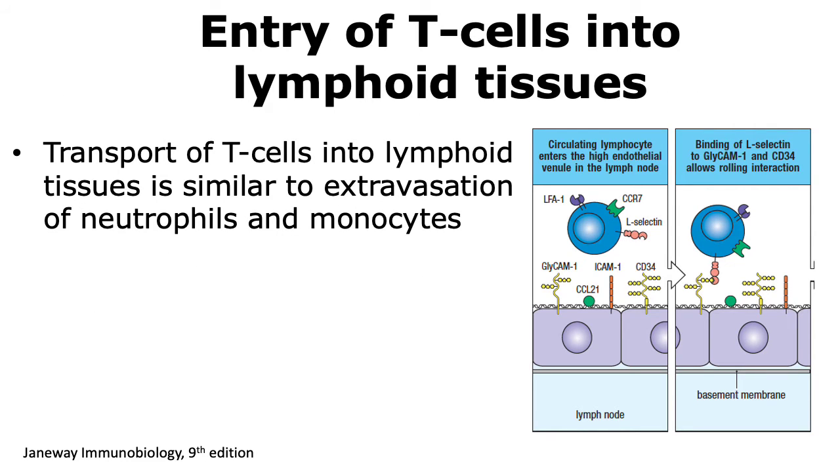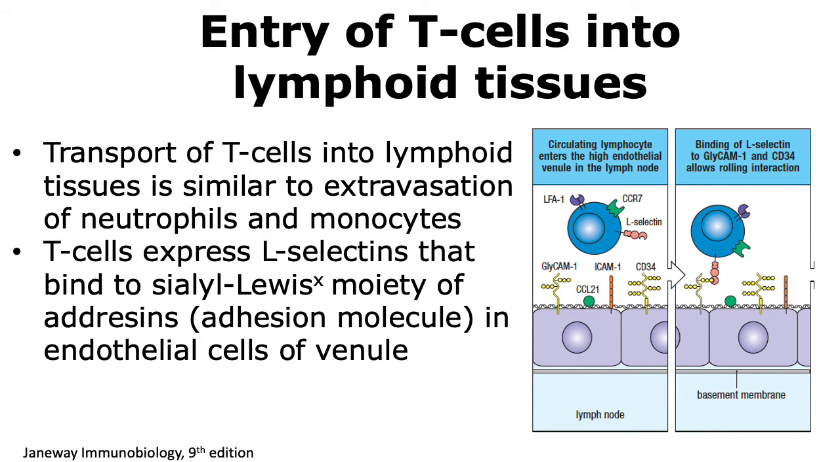Let us now look at how the T cells are able to enter the lymph node through the blood. So remember, they are in the blood, in these high endothelial venules, and they have to leave that blood vessel to enter the lymph node. So how does that happen? That process is very, very similar to the process of extravasation that we learned for neutrophils and monocytes.